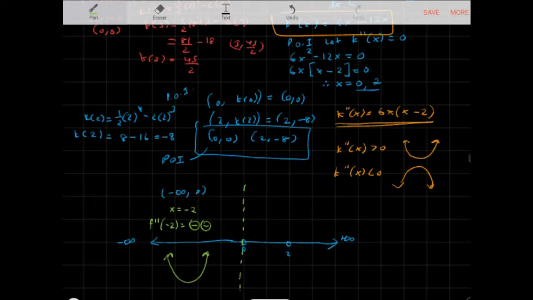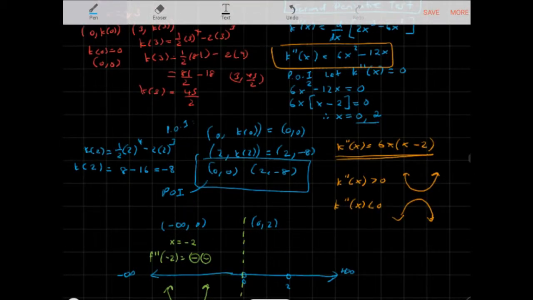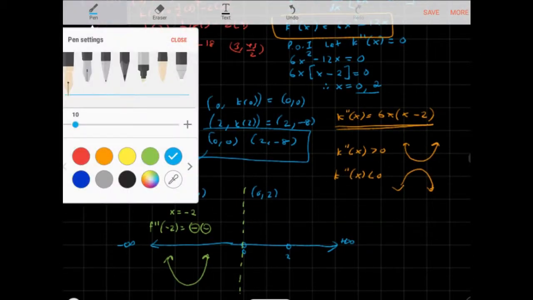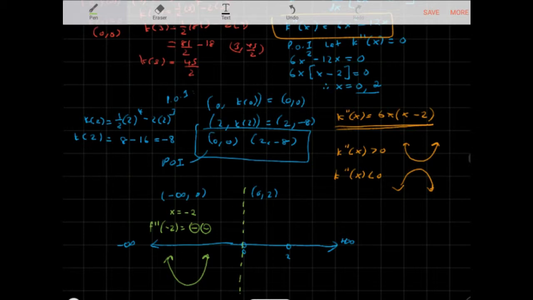Then we look at the interval between 0 and 2. The intervals occur between the critical points, in this case the points of inflection. Between 0 and 2, let's say x is equal to 1. So we do f double prime of 1. That's going to give us positive, negative, and the overall sign is negative. If the overall sign of your second derivative is negative, then we get a concave down portion.